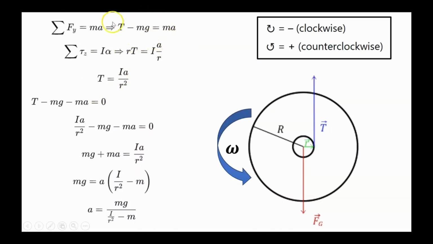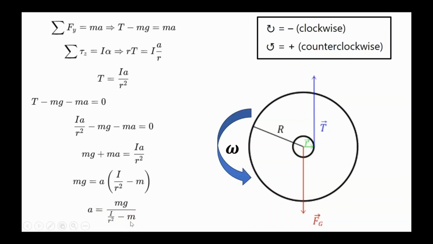I can then come back to Newton's second law for translation, bring the ma to the left side of the equal sign, and I get T minus mg minus ma equals 0. I can replace the T with this expression that we found earlier, and that leads to this equation. This equation has acceleration in two of the terms. It's a simple algebraic equation to solve. The solution is here, and the result is that the acceleration of the yo-yo is mg divided by I over r squared minus m. This will always produce a negative acceleration, which makes sense. The yo-yo is moving downward, and that's because I over r squared is always less than m.